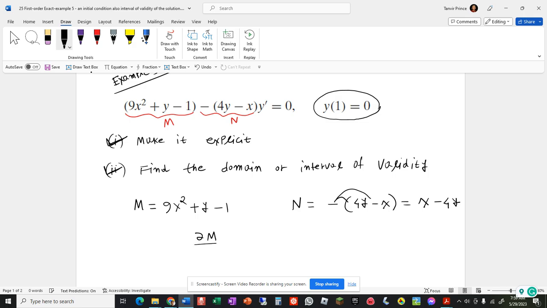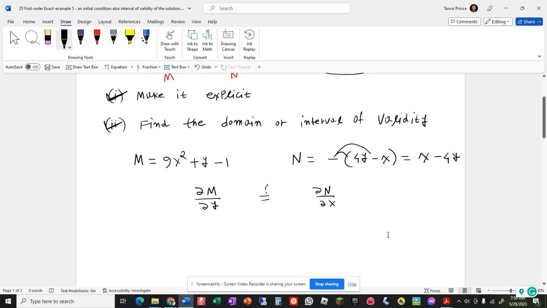So let's check. We have to check the partial of M with respect to y. Is it equal to the partial of N with respect to x? And you can see the partial of M with respect to y is simply 1, because the 9x squared is a constant, so 0, and negative 1 is 0. So all I have is the derivative of y, which is 1. The partial of N with respect to x is also 1, because the negative 4y will be 0, because that's a constant. So it is indeed exact.